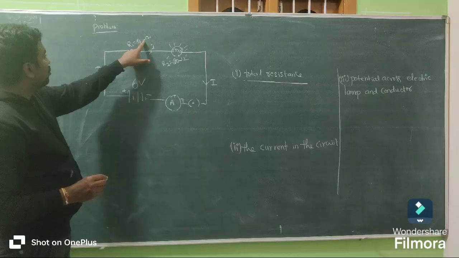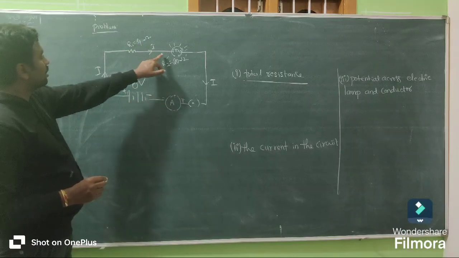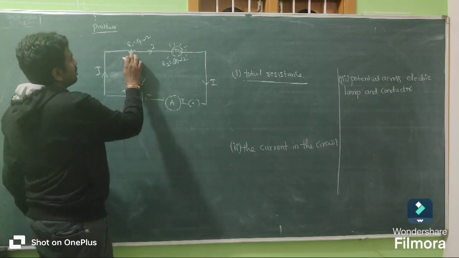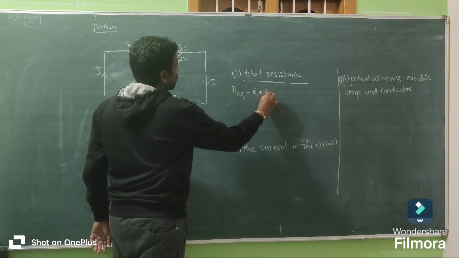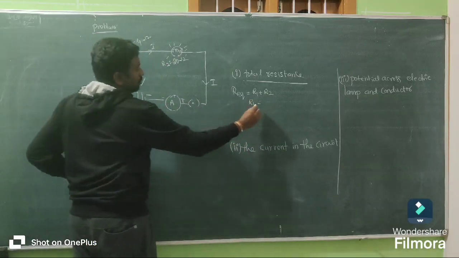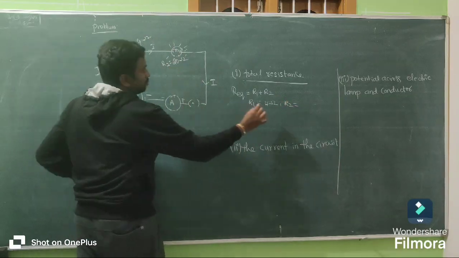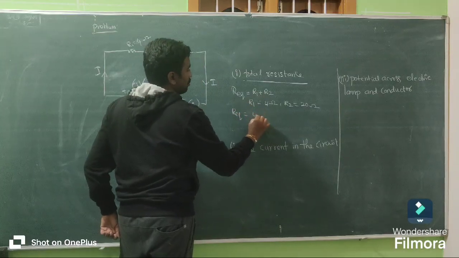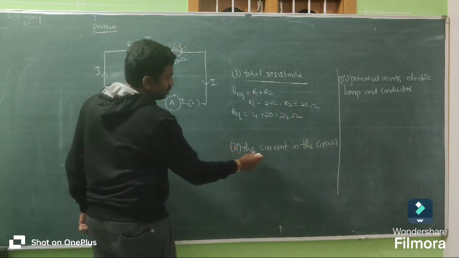Now we can find total resistance. R1 is equal to 4 ohm, the conductor, and the lamp is in series connection because the end of the conductor is connected to the starting point of the lamp. So hence we can say it is a series connection. In series connection, R equivalent, our total resistance, is equal to R1 plus R2. R1 value is 4 ohm and R2 is 20 ohm. So total resistance R equivalent is equal to R1 4 plus R2 20, total resistance 24 ohm.